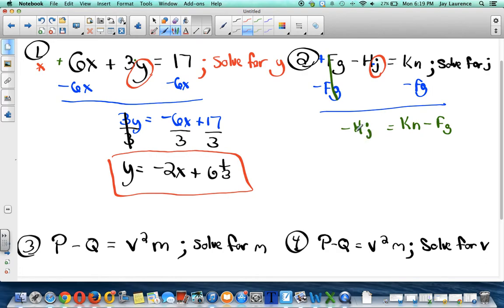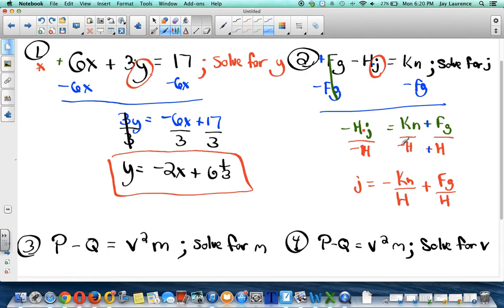Okay, now the negative h is attached to j by multiplication, so I'm going to divide by negative h. It doesn't look like an h, does it? No, hopefully it looks better. So I'm going to divide by negative h. And I'll divide by negative h. All right, I'm going to get j is going to equal the negative of kn over h plus fg over h. The two negatives cancel, right? Two negatives cancel. Get me this. And then we have the negative.